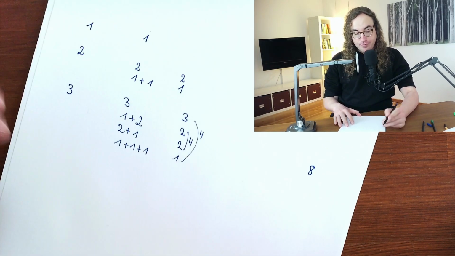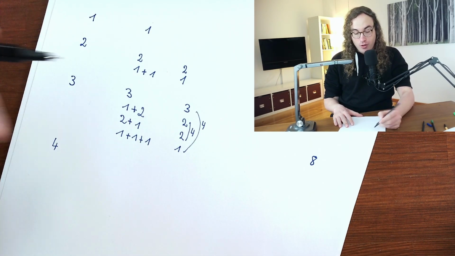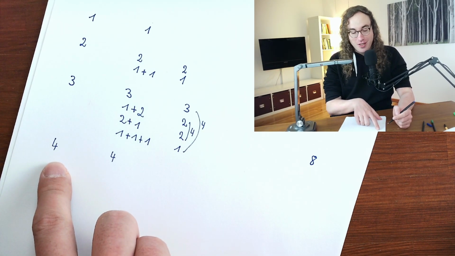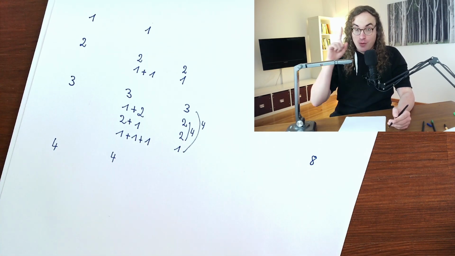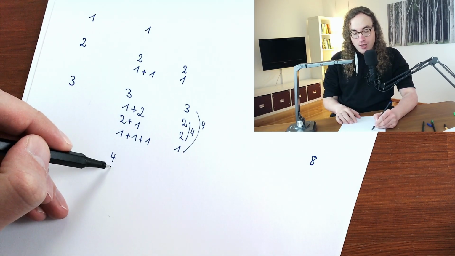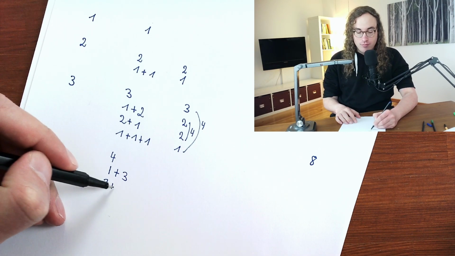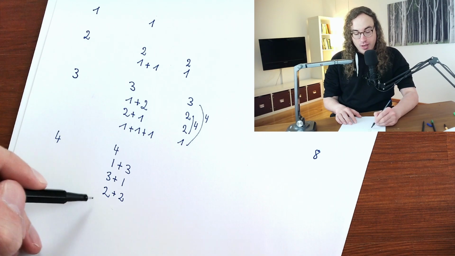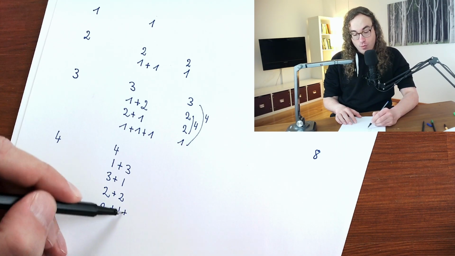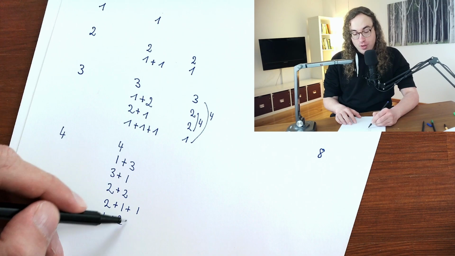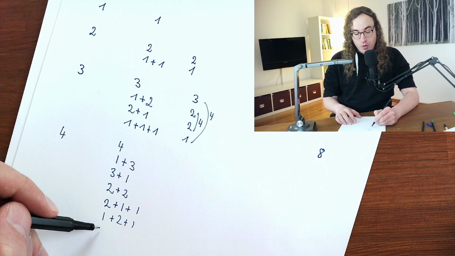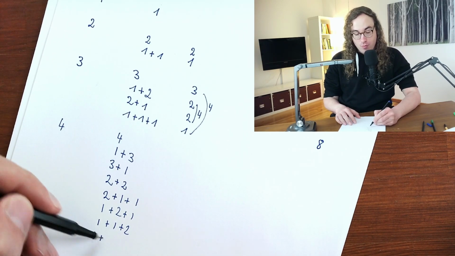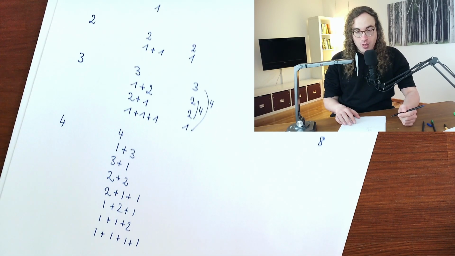Let's do one more. So 4. Oh god, now it starts getting tedious. How many ways are there to write 4 as a sum of positive integers? Okay, I can write one single 4, or 1 plus 3, or 3 plus 1, or 2 plus 2, or 2 plus 1 plus 1, or 1 plus 2 plus 1, or 1 plus 1 plus 2. And then of course I can write 1 plus 1 plus 1 plus 1.